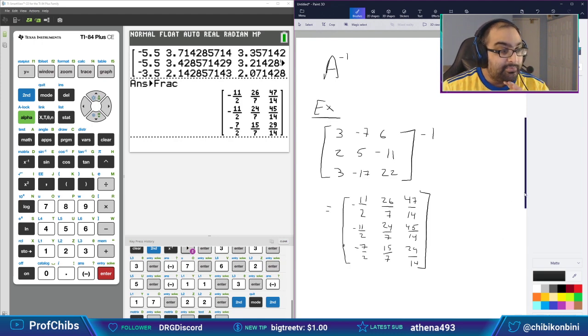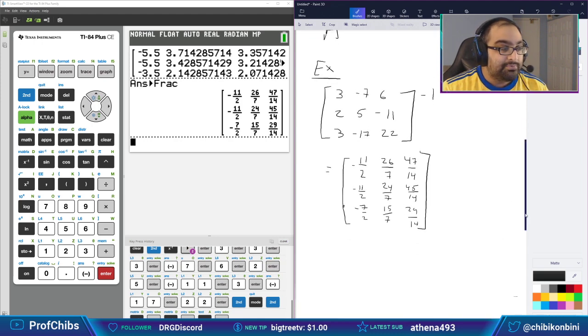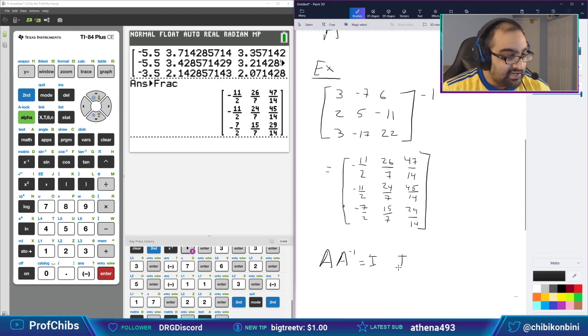Now, the important part here is that if you multiply these two together, let's say this was matrix A and this is matrix B. If you take matrix A and multiply it by its inverse, what you'll get is the identity matrix. The identity matrix is basically ones all down the diagonal. So this is the identity matrix.